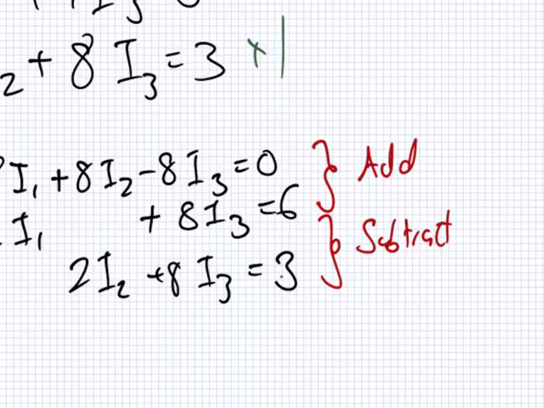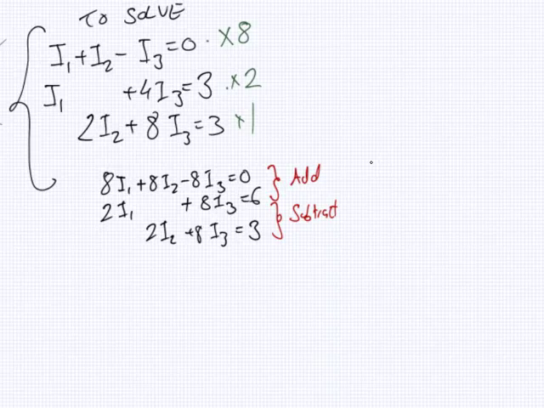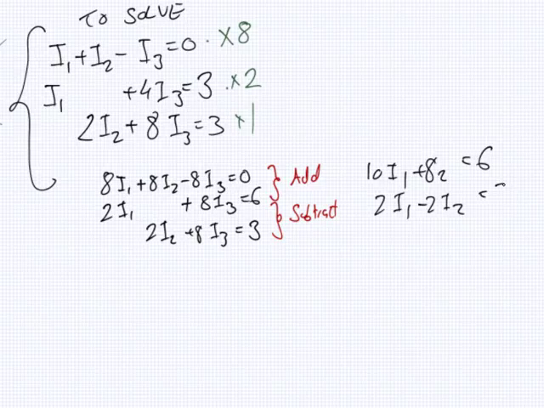So if I add them, 8i1 plus 2i1? 10i1. i2 plus no i2s? 8i2. Minus 8i3 plus 8i3? Cancel. 0 plus 6, 6. Here, let's add 2i1 and no i1s. Sorry, subtract 2i1. No i2s minus 2i2. Minus 2i2. 8i3 minus 8i3. 6 minus 3. 3. Divide this by 2 and divide this one by nothing. What is that, the 10i1? 10i1 plus 8i2. Okay, you've done this with me in maths class.